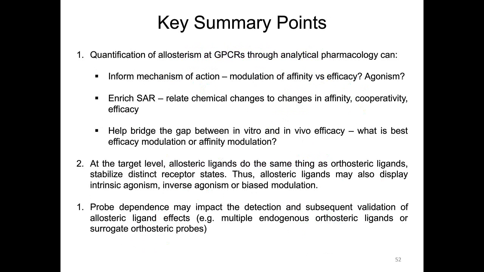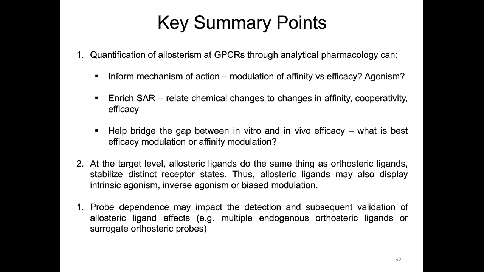So in summary then, I hope we've illustrated that quantitative analytical pharmacology forms an essential part of any effort to exploit allostery at GPCRs. It can give us insights into the mechanism of action of such modulators. It can enrich a structure-activity relationship with parameters that describe their action, not only in terms of affinity or potency, but also in terms of the nature and degree of their allosteric effects. Together, we can use this to bridge the gap between in vitro effects and in vivo effects, and may allow us to relate such in vitro parameters with their physiological effects. Finally, we should make two key interrelated points.